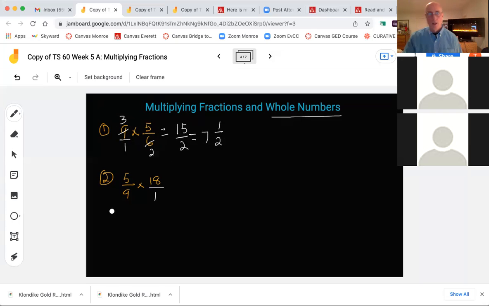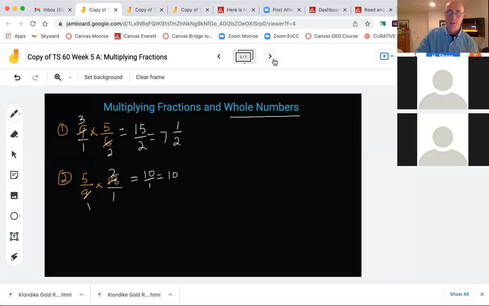Okay. Likewise, in this case here, I'm going to cancel and go 1, 2, because 9 goes into both. I'm going to get a 10 over 1, which just equals 10. Okay. Anything over 1 equals that number. All right. So that's what we do when we multiply fractions with whole numbers. And we add canceling into that.